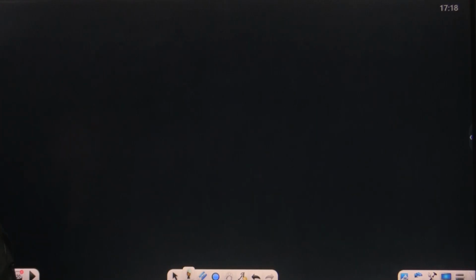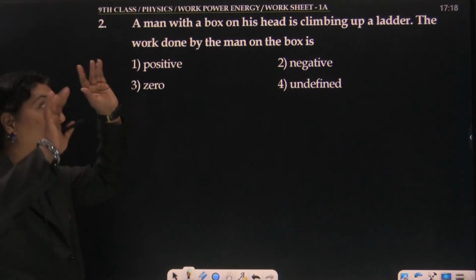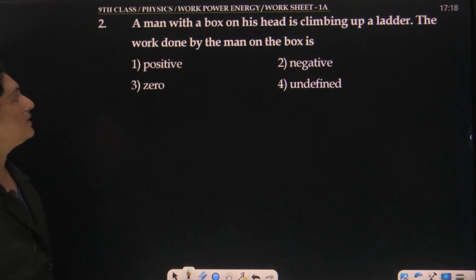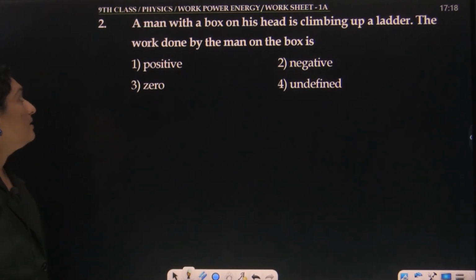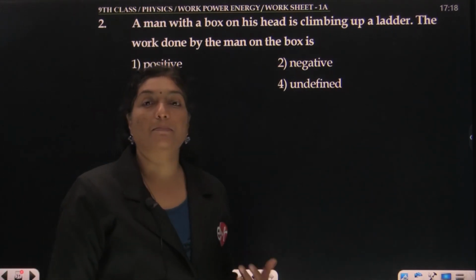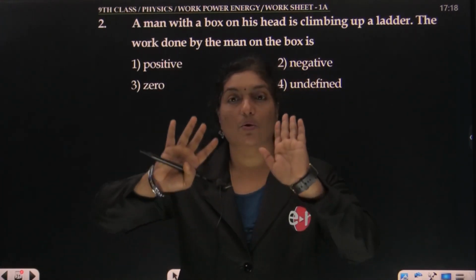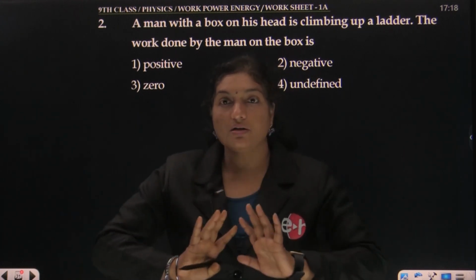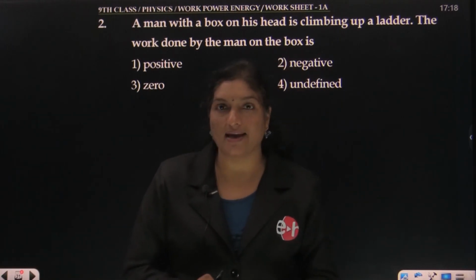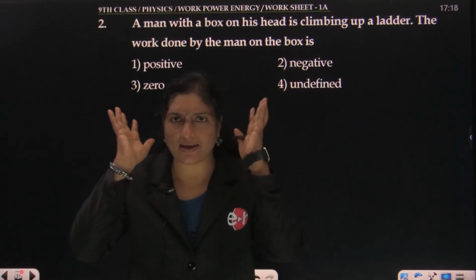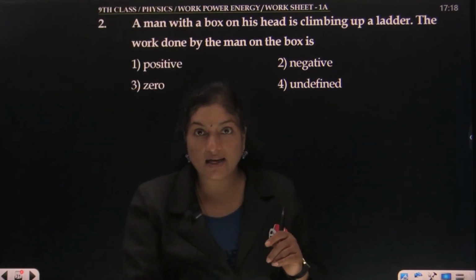Moving ahead with the next question, children. Second one: a man with a box on his head climbing up a ladder, the work done by the man on the box is. Well, what is the motion of the man? The man is moving upwards. So the motion of the body is in the upward direction. The force is acting on the body in the downward direction. What force is acting? Is he applying any force? No. The force of the load is acting on his head in the downward direction.